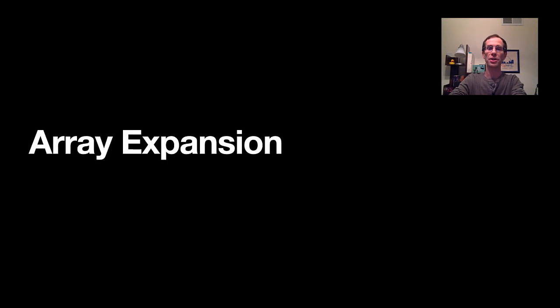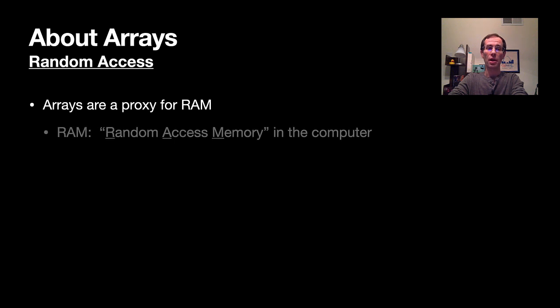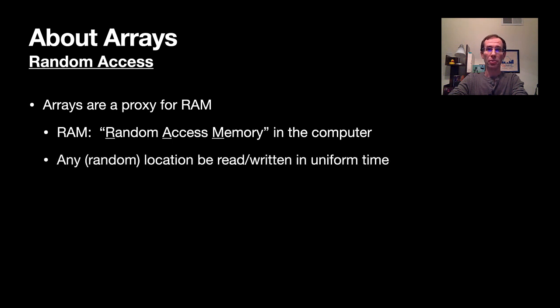Let's review array expansion. So first off, a little detail about arrays. Arrays have what's called a random access property. So in reality, arrays are just a proxy for your computer's RAM. In case you don't know, RAM stands for random access memory, and the R, the random, is really, really important. Basically what it means is that you can access any location, any index in the array in uniform time. So this is one of our constant time operations.